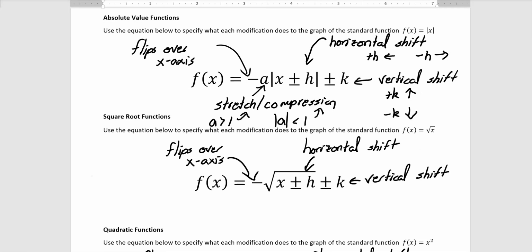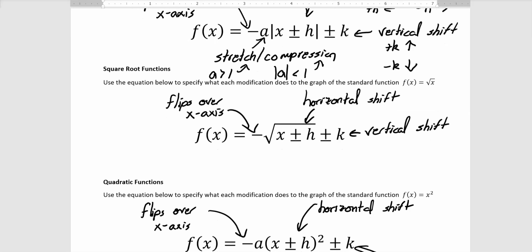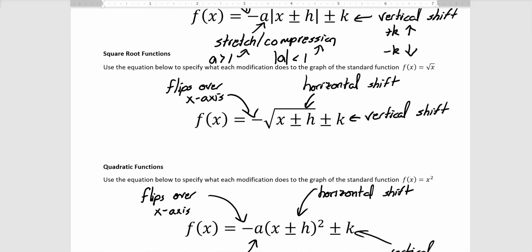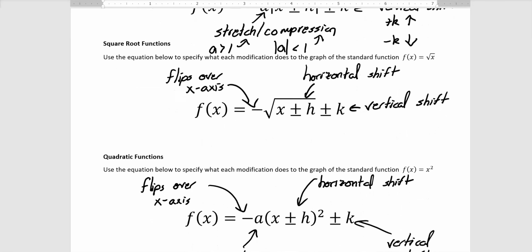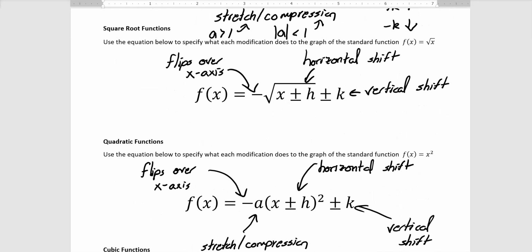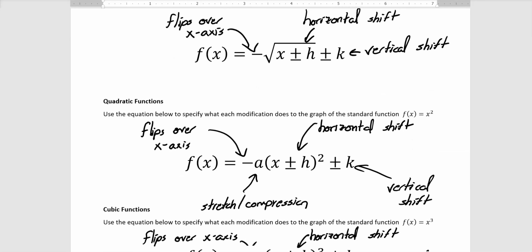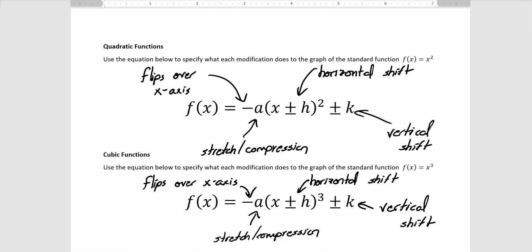Looking at our square root functions, that negative out in front flips it over the x-axis. We're not going to do any stretch or compressions with our square root function. We'll just do the flips over the x-axis, the horizontal shift, and then the vertical shift. In quadratics, that negative out in front flips over. The A, again, is the stretch or compression. Same rules apply. The horizontal shift is adding or subtracting inside the parentheses that are getting squared. And the vertical shift is adding or subtracting outside of the parentheses.